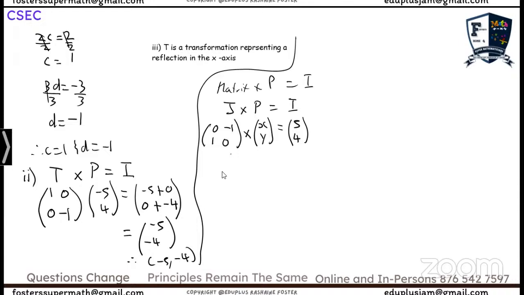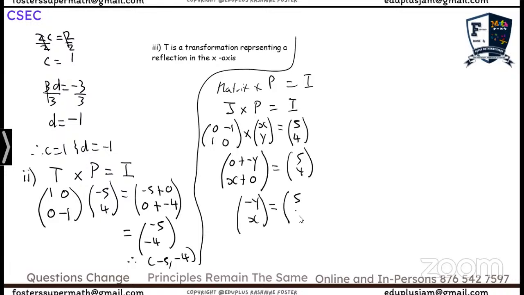So 0 times x, 0, plus negative 1 times y, negative y. Then 1 times x, x, plus 0 times y, that is x. Let's go here now. So I'm going to get negative y, x equals 5 and 4, based on the principle that we use, the principle of equal matrices. x is equal to 4, right?